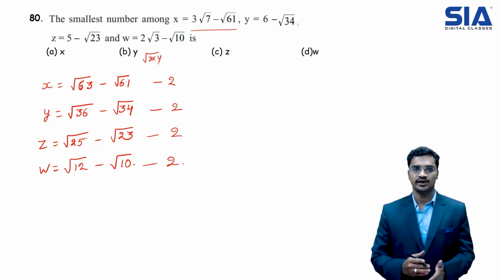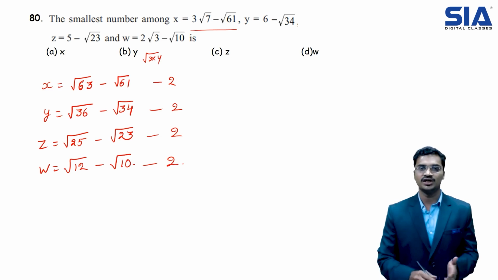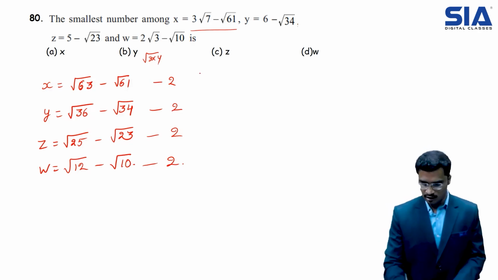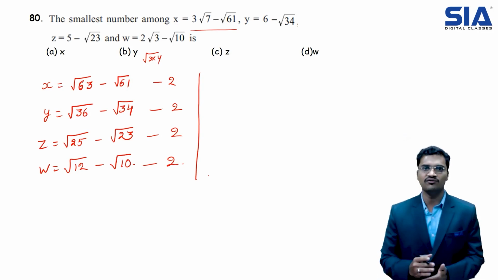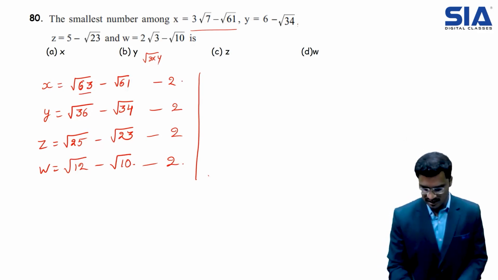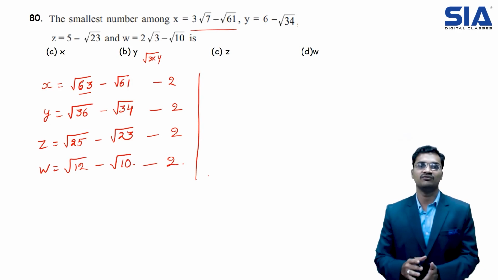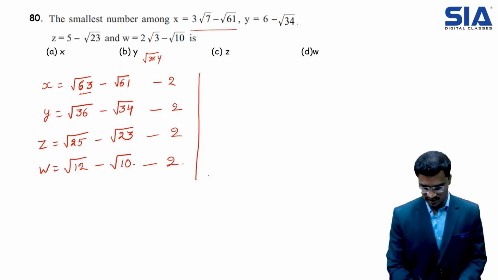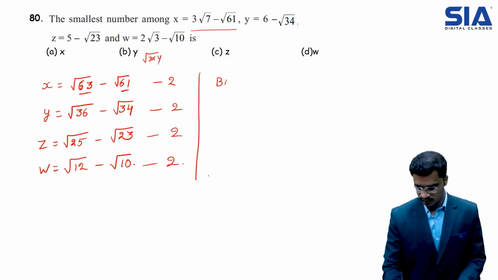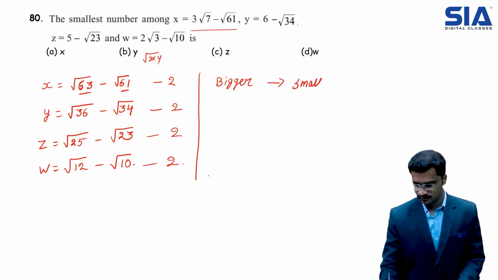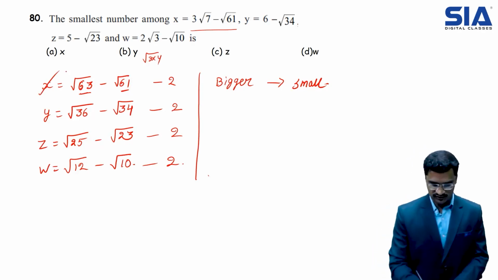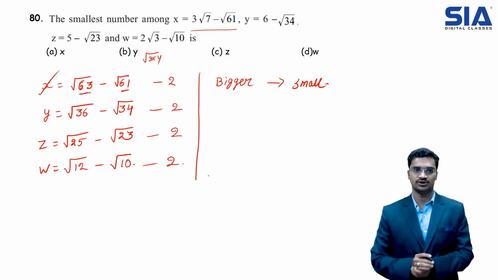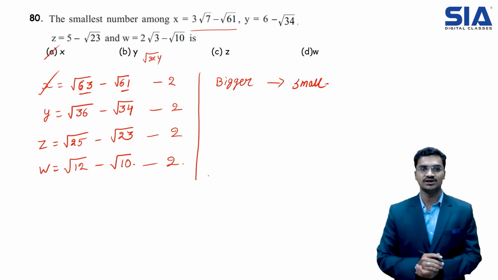So whenever in surds we are getting the common difference the same, the law of surds says that whichever value is biggest, that number will become the smallest number. So whichever values are bigger, bigger values will become small. So here the biggest value is √63 minus √61, so the value of x will be the smallest number. So here the answer is x will be the smallest number.